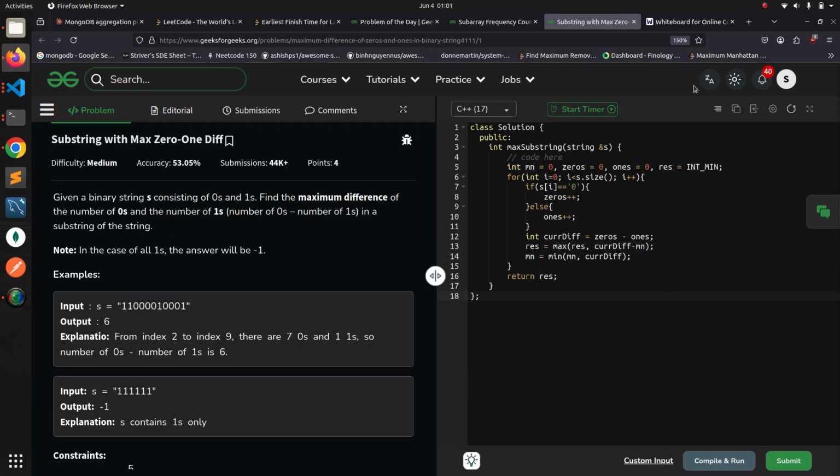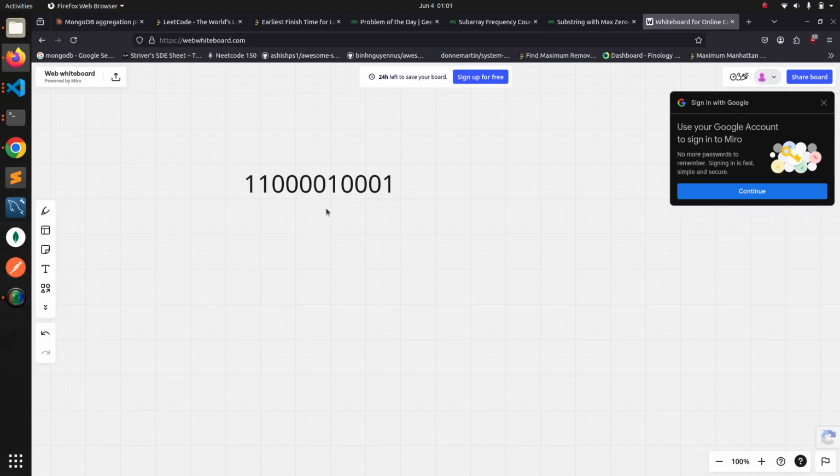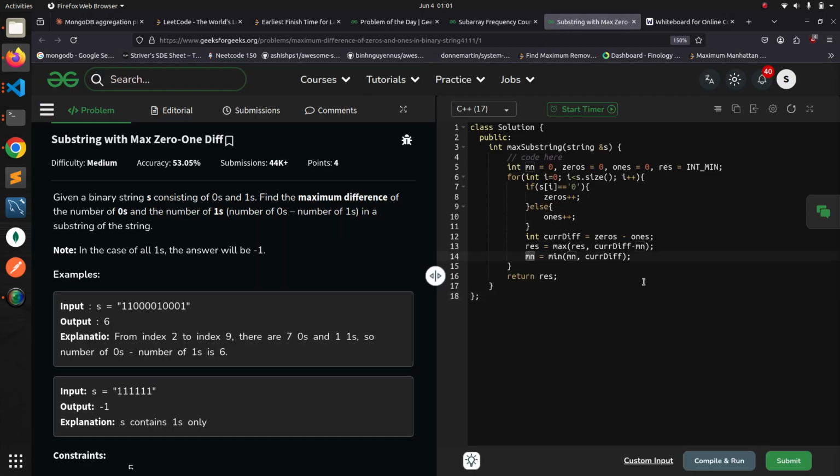So this is the approach here. I can maintain a variable, the current difference, by counting the number of zeros and the number of ones, and then I can find the current difference. Also I can maintain a variable mn, which stores the minimum difference I have seen so far.